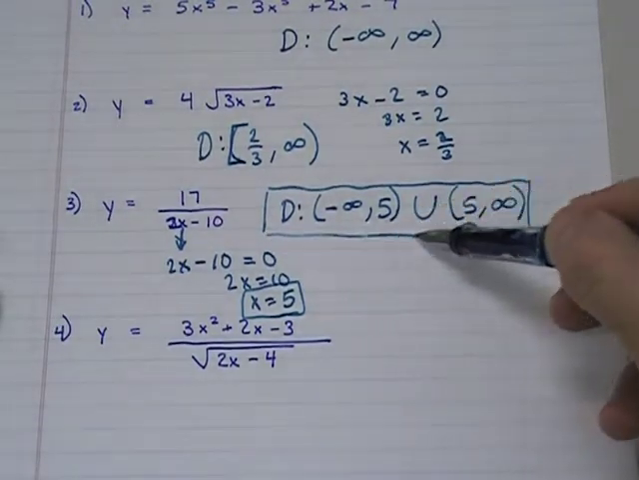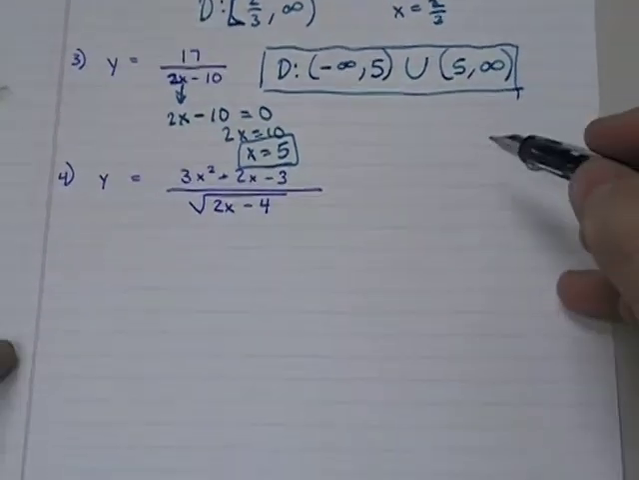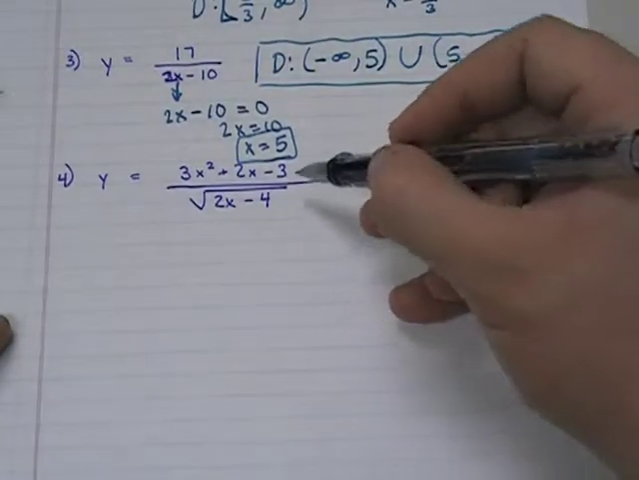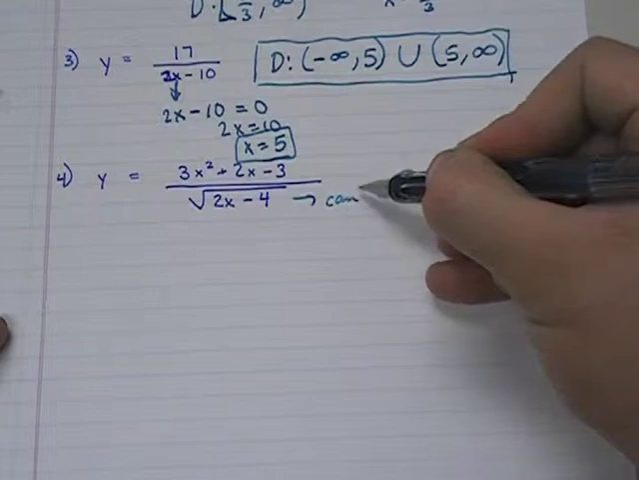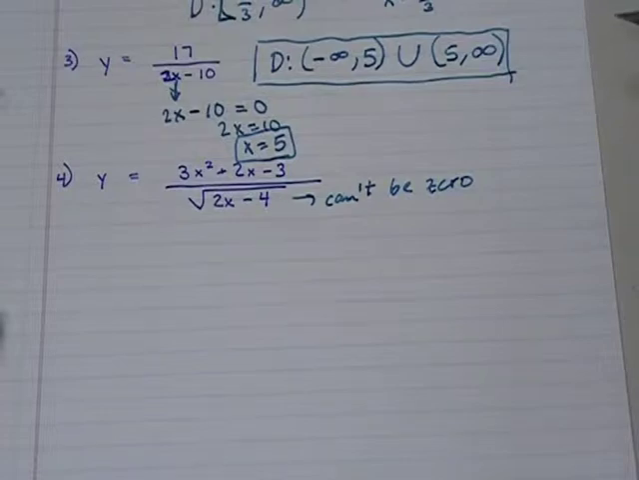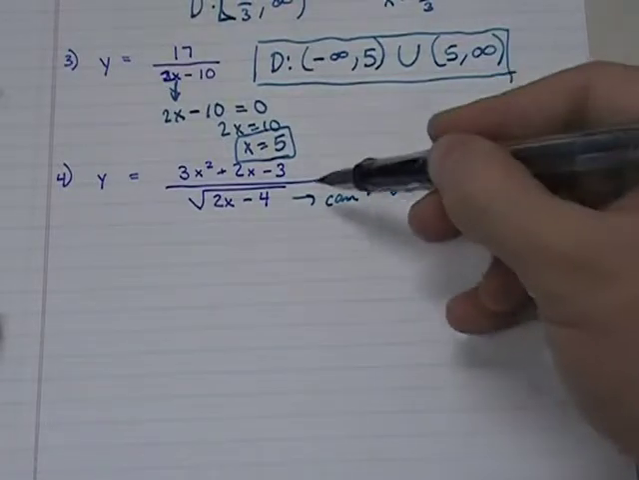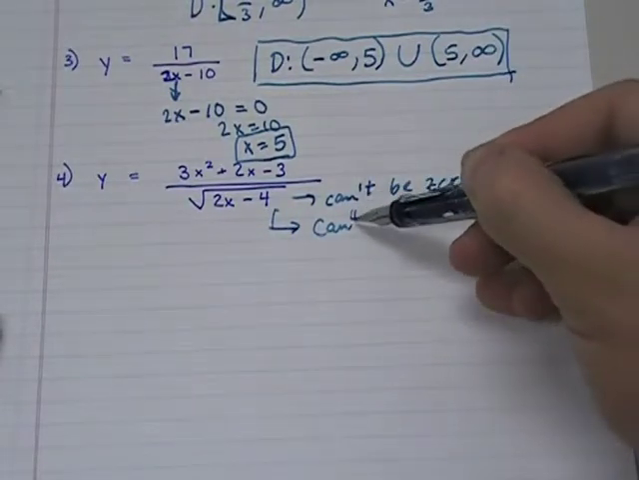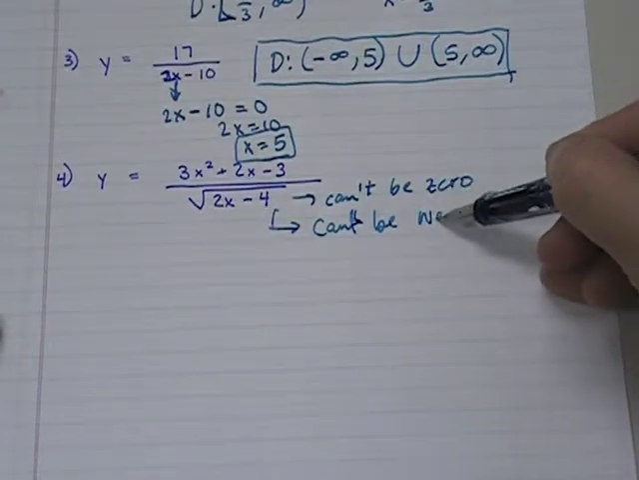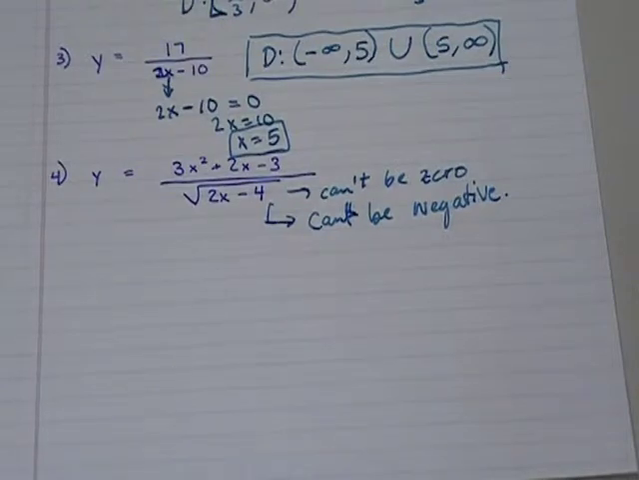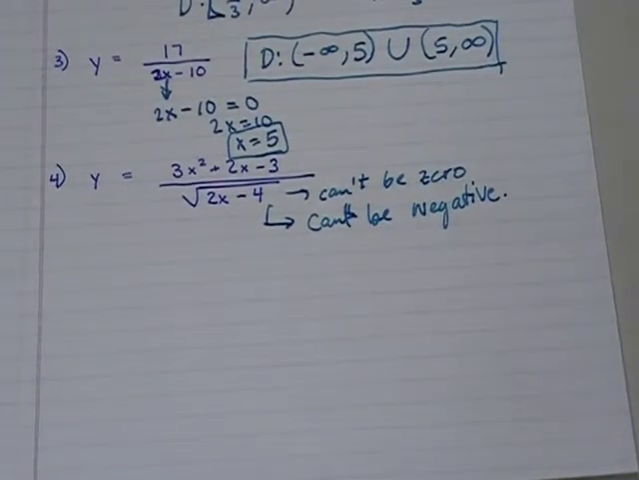Okay? The last problem we have, y equals 3x squared plus 2x minus 3 over the square root of 2x plus 4. Now we have two domain restrictions. This can't be 0 because it's in the denominator, and that would be dividing by 0. And it can't be negative because it's under a radical. So now we have two restrictions in one problem.